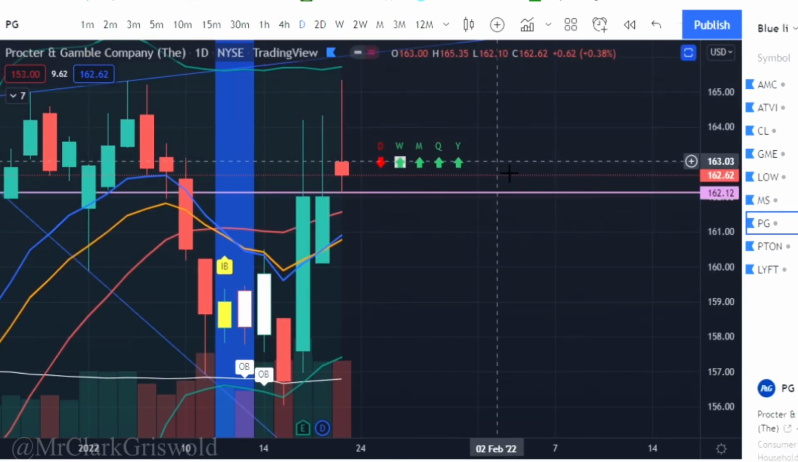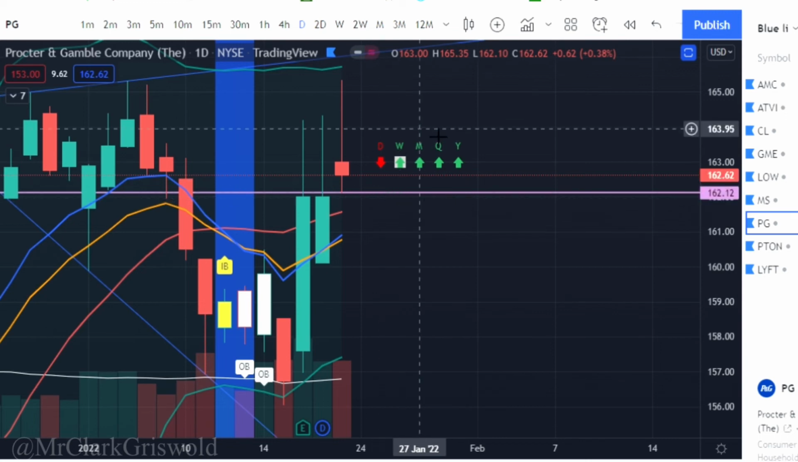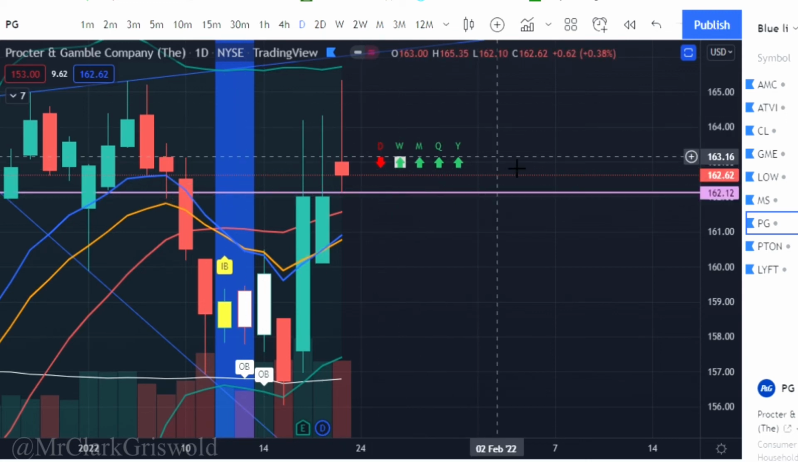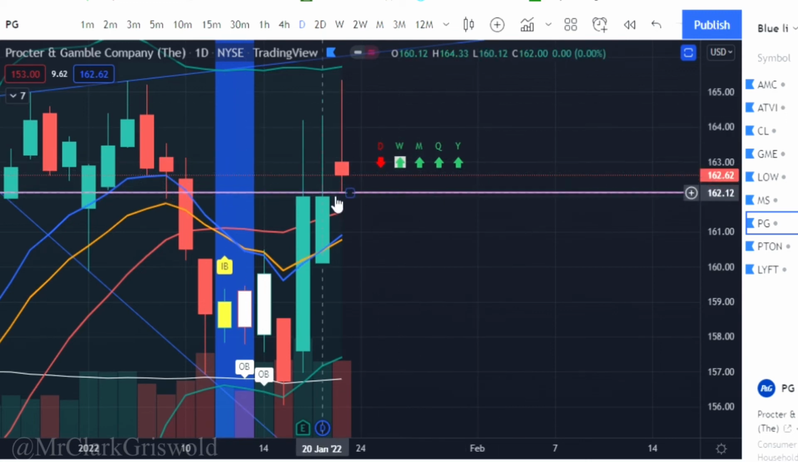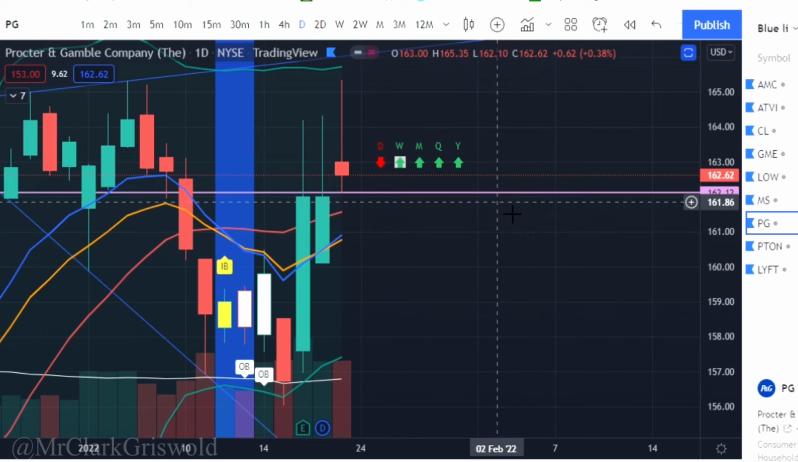PG, Procter & Gamble, I'll be looking for a reversal on this one as well. We have a 2 up that's red. So if we break 162.12 to the downside, I would be looking at buying calls or puts there.